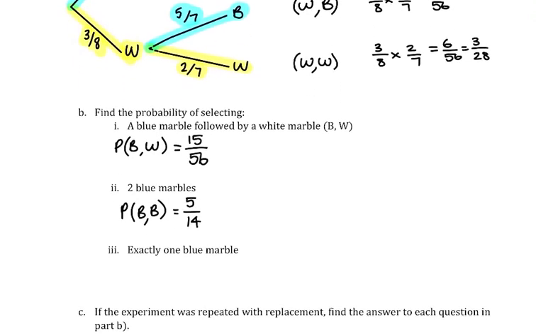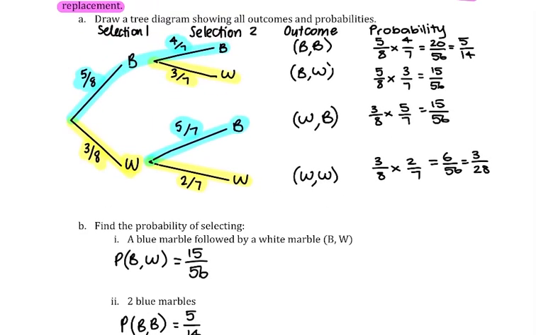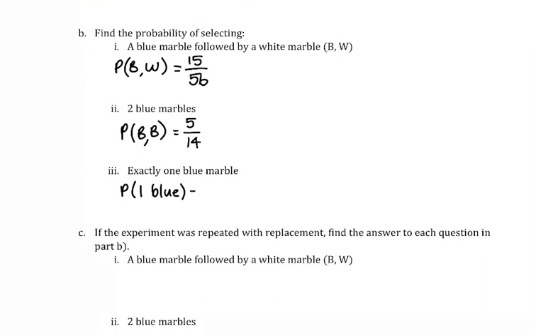And then we want to find the probability of exactly 1 blue. That's going to occur when we have blue-white and white-blue, so we're going to have to add these probabilities together. So 15 over 56 plus 15 over 56 equals 30 over 56, which simplifies down to 15 over 28 in our calculators.